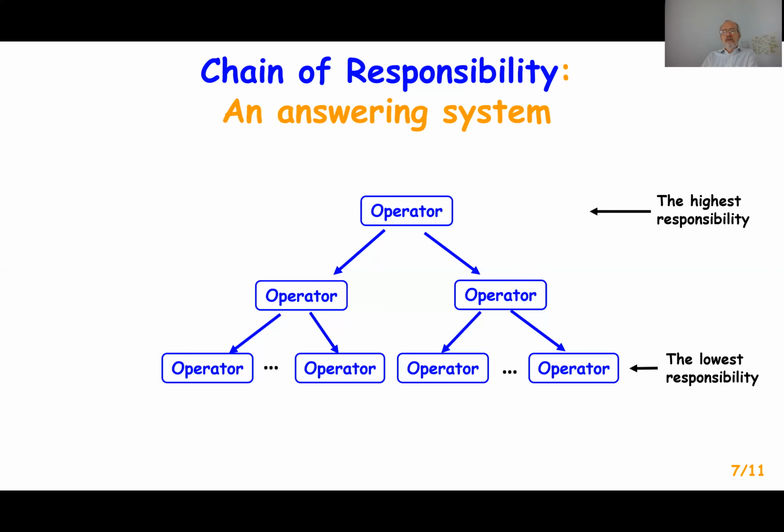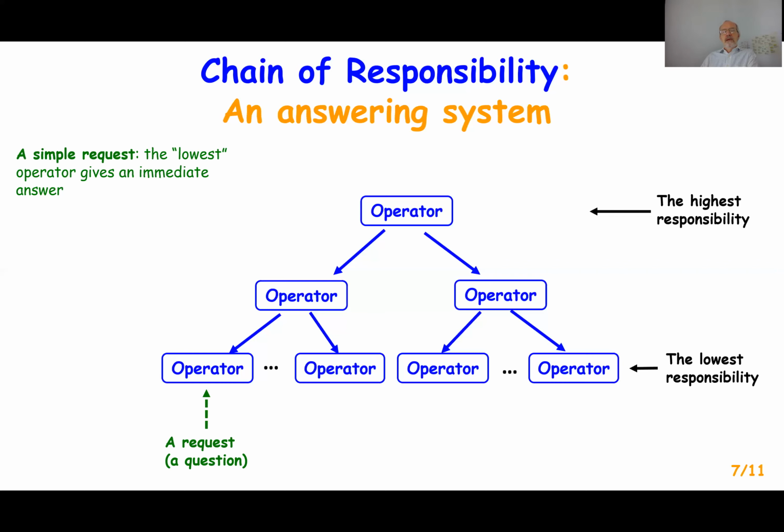So look at what I have drawn here. Suppose a request comes to an operator, and the content of this request is quite simple, so that the lowest operator can give an immediate answer. In that case, the act of communication just terminates on this level. Request comes, operator gives the response. That's it.